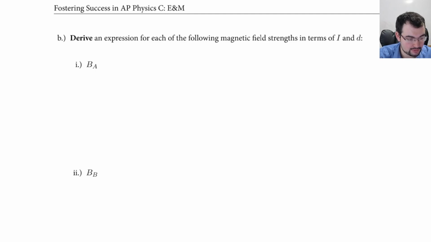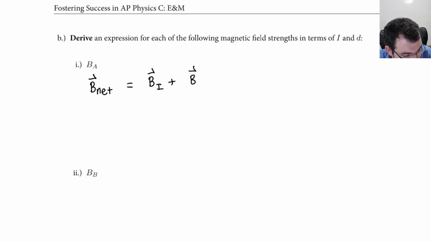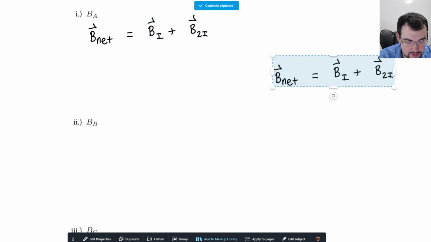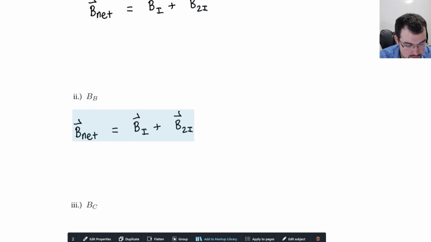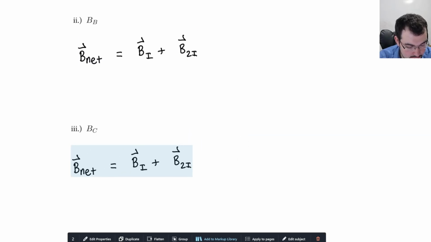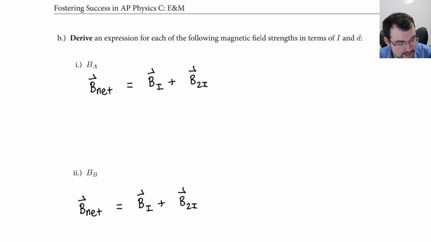All right, let's get ourselves some field strengths. So at A, this is going to be true for all of them, by the way. So we're going to do our daily shameless copy paste. Our net B field is going to be B from the I wire plus B from the 2I wire. So shameless copy paste incoming, copy paste, and paste again. There we go. All right, so let's deal with that here.